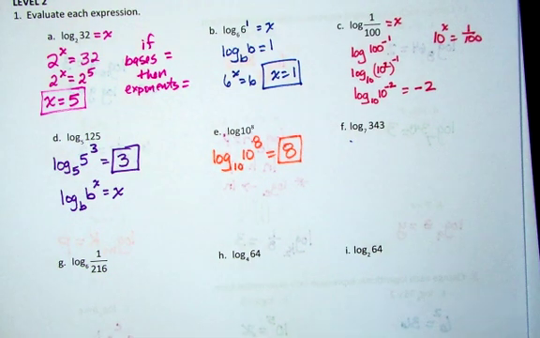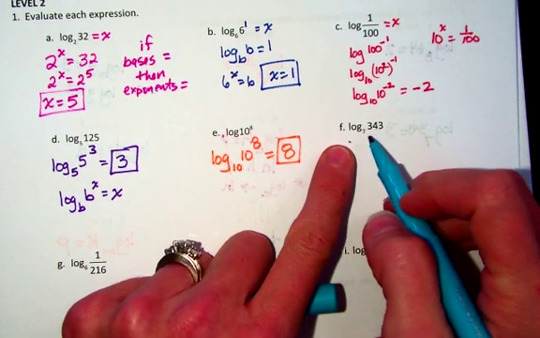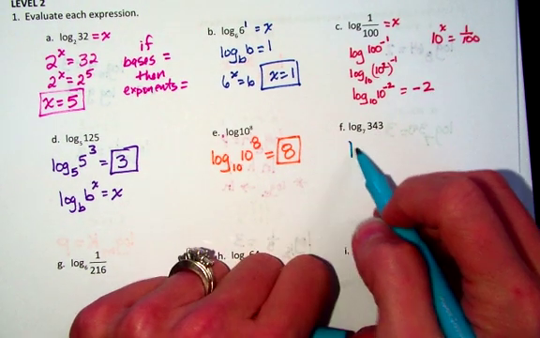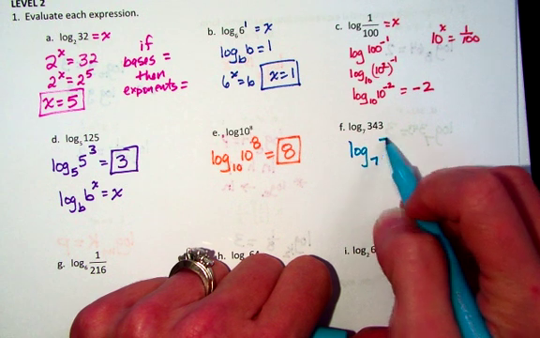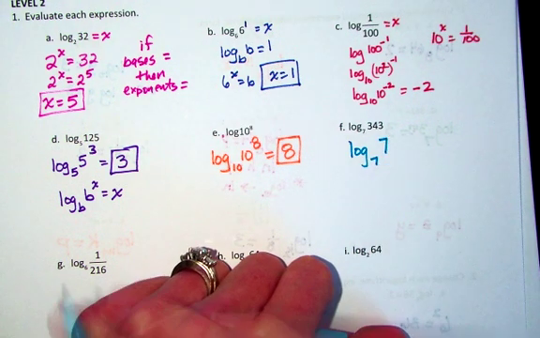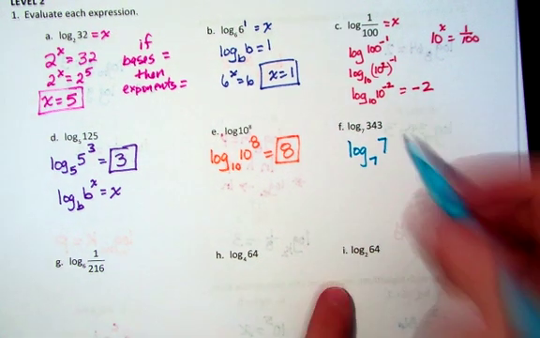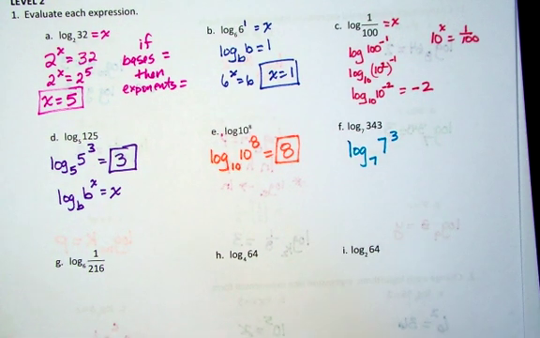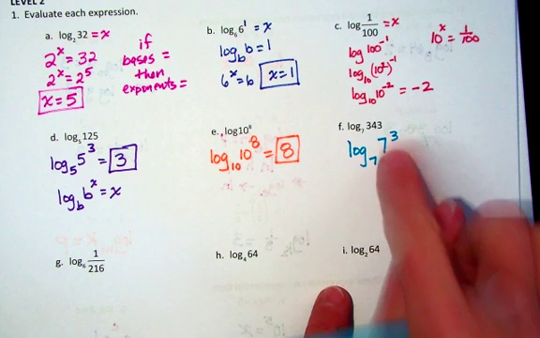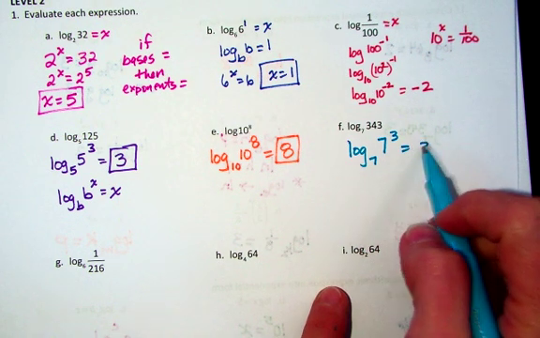All right. 343. Let's rewrite it as log base 7 of 7 to a power. 7 to what power is 343? Yeah? Everybody agree? Okay. So this equals 3.